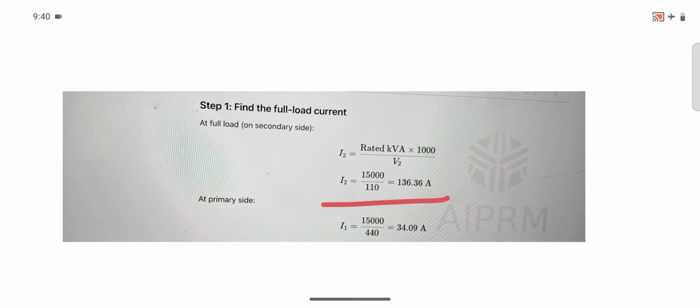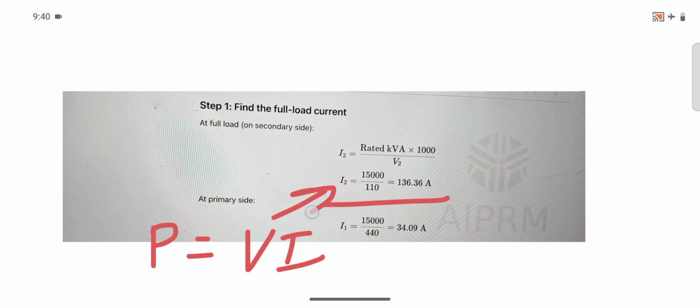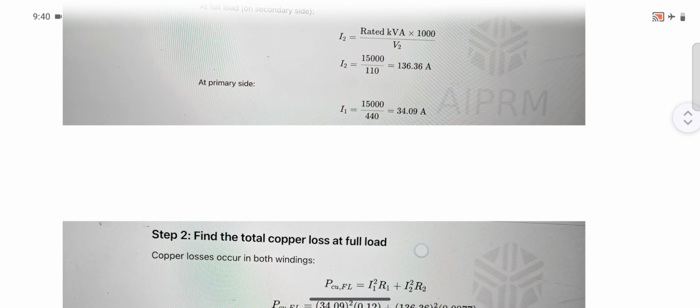Now we will calculate on the primary side. We use the same formula. Primary voltage is given, then using the formula power is equal to VI, the rating is given, and we simply calculate the primary side current and the secondary side current.